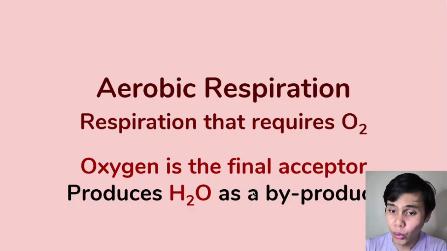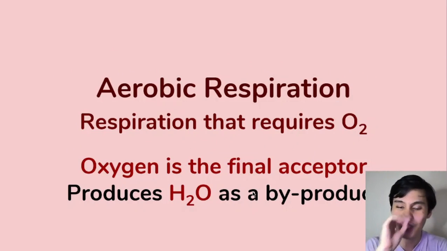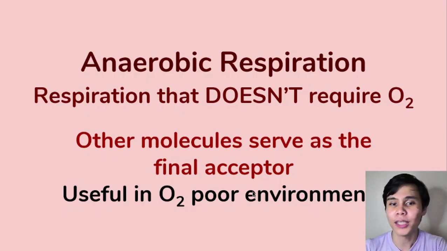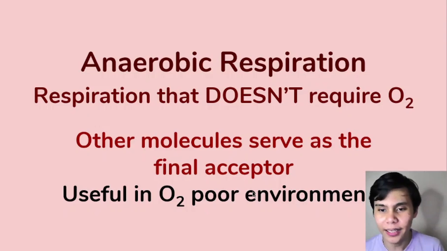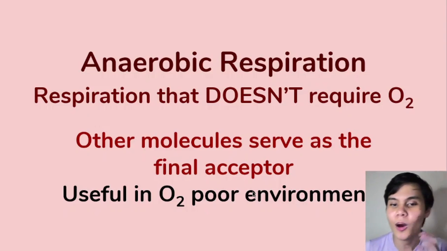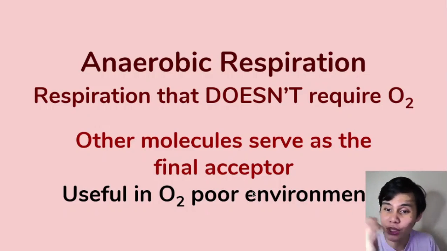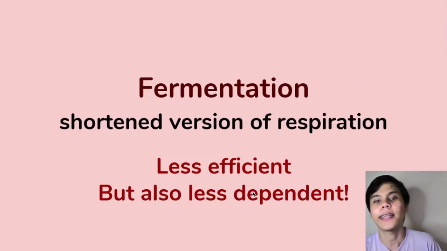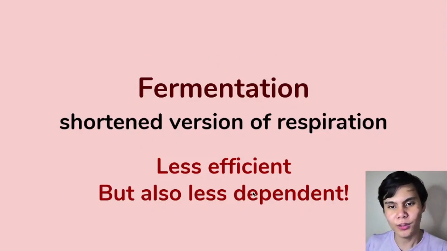So this is also called aerobic respiration. It requires oxygen. Oxygen is the final acceptor and produces water as a byproduct. Now, if there's aerobic, which requires oxygen, there's also anaerobic respiration. These are types of respiration that don't require oxygen. They use other molecules as the final acceptor, such as sulfide or sulfate. These are useful in environments without oxygen, like the bottom of the sea. At hydrothermal vents, we have specialized organisms that don't use oxygen, they use other things that come from the vent.